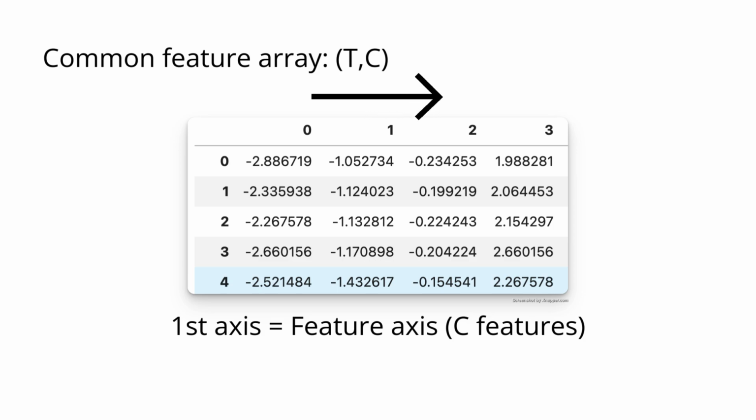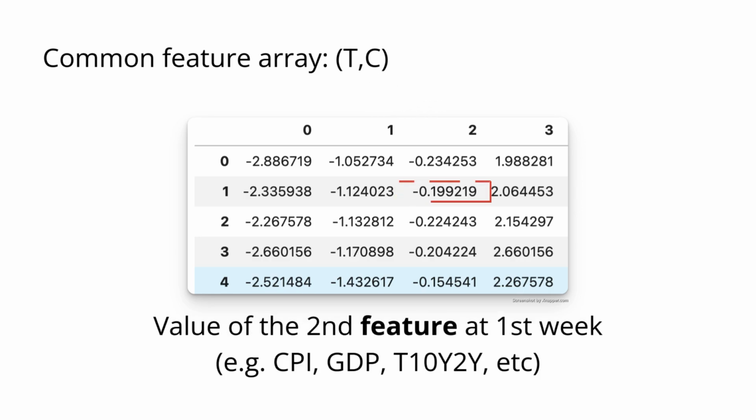Now, let's move on to the common feature array. This is another 2-dimensional array, just like the return and universe arrays, but with a different shape, t, c. The 0th axis is the time axis, just like before, but the first axis represents c different macroeconomic features. For example, the highlighted cell represents the value of the second feature in the first week.